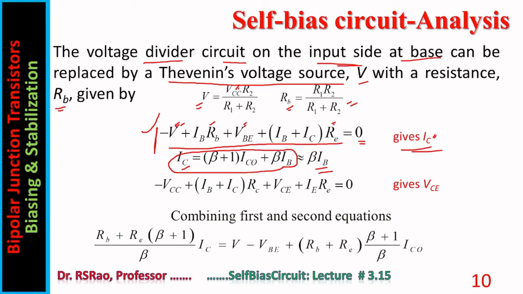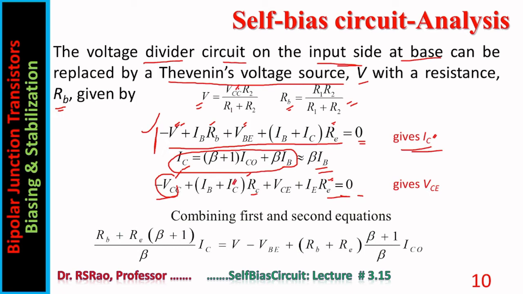Collector current is one part of the operating point. Another part is VCE. This voltage can be obtained by writing down KVL around the output circuit, the collector circuit. That equation is minus VCC plus (IB plus IC) RC plus VCE plus IE RE equal to 0. In this equation, VCC is known, RC is known, it is given, RE is known, given, IC we have already calculated. So IC is also known.